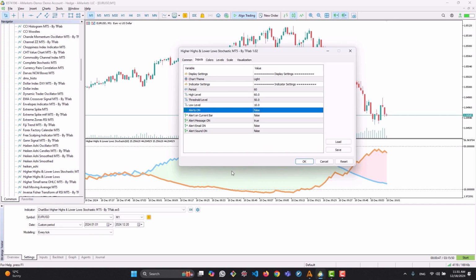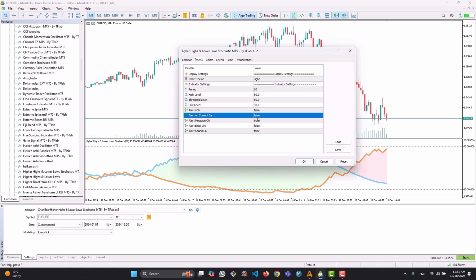If this option is true, it will send us an alert in the overbought and oversold zones. If this option is true, it will send the signal on the open candle. And if it is false, it will wait until the candle closes and then send the alert.